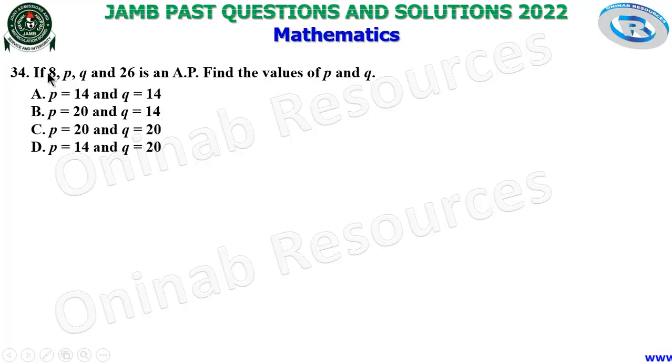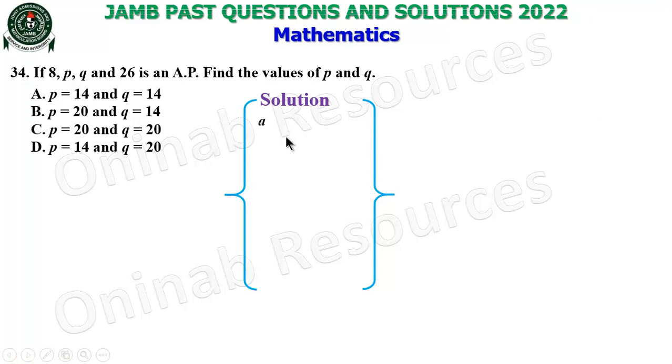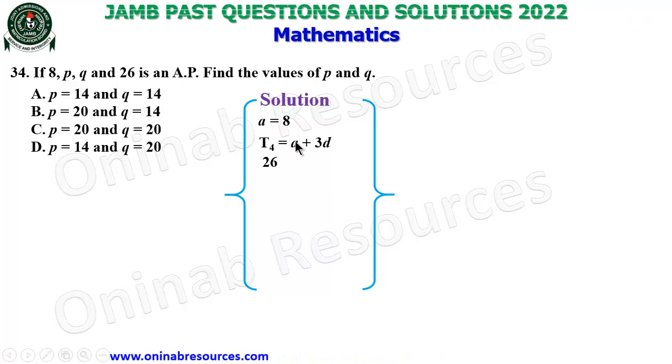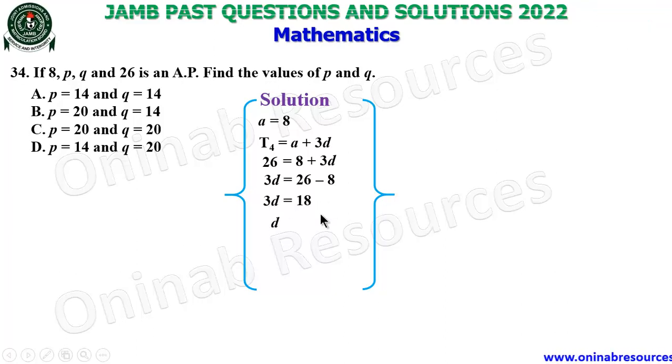For problem 34, if 8, P, Q, and 26 is an AP, find the values of P and Q. So we are told that a is 8, and the fourth term, T4, which is a plus 3d, is 26. So 26 equals 8 plus 3d, and 3d is equal to 26 minus 8. 3d is equal to 18. d is equal to 6.